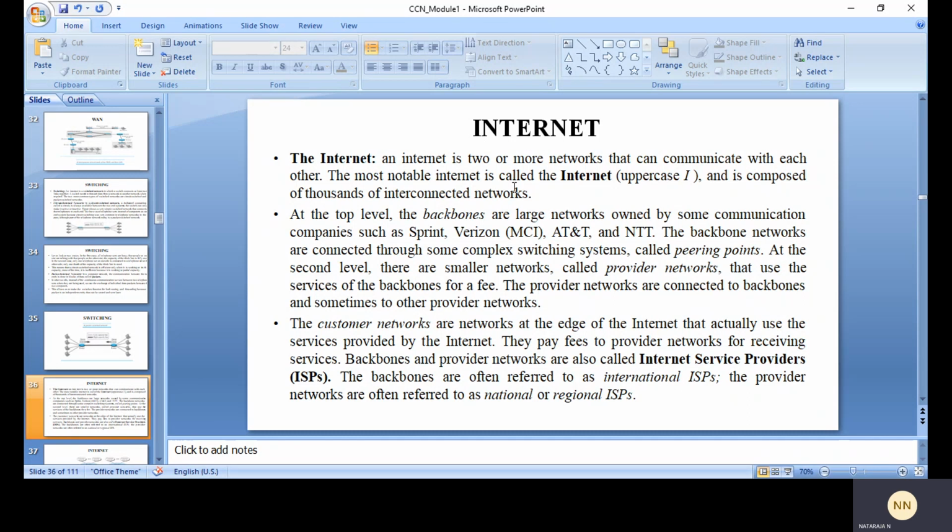Here, the customer networks are networks at the edge of the internet that actually use the services provided by the internet. They pay a fee to the provider networks for receiving services. Backbones and provider networks are also called internet service providers, that is what we are going to call ISPs. Okay, the backbones are often referred to as international ISPs also. The provider networks are often referred to as national or regional internet service providers.